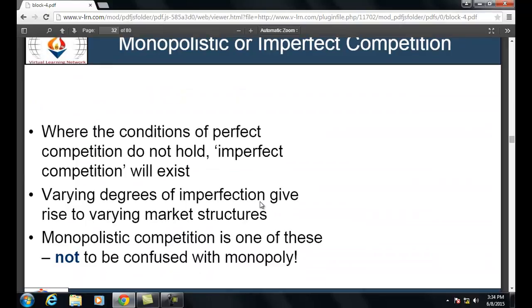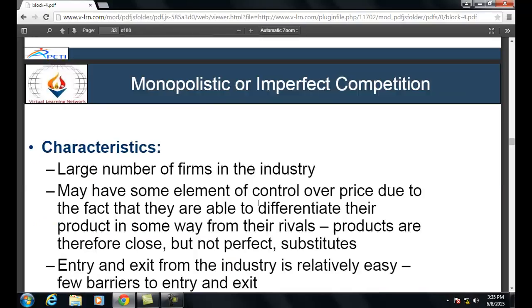Where the conditions of perfect competition do not hold, imperfect competition will exist. Varying degrees of imperfection give rise to varying market structures. Monopolistic competition is one of these, not to be confused with monopoly.